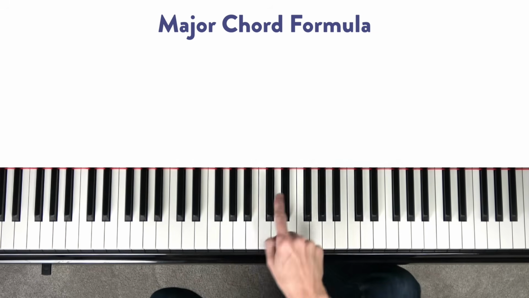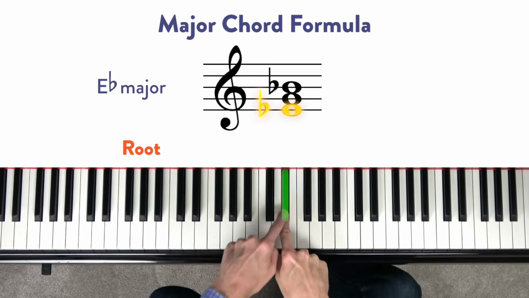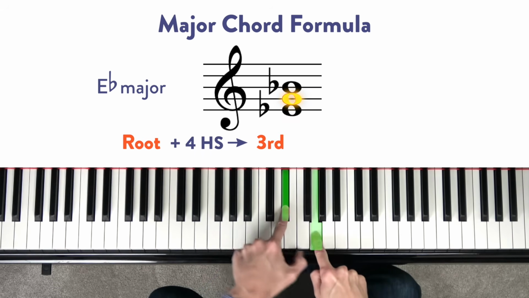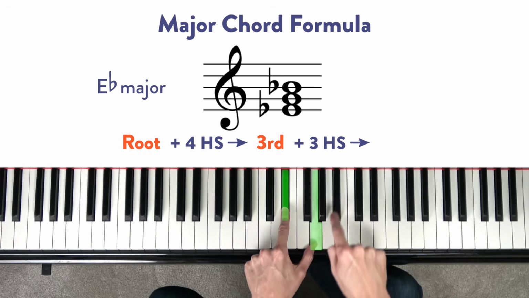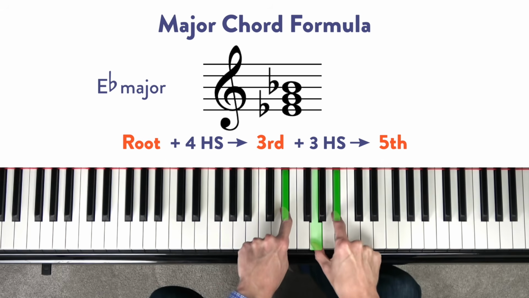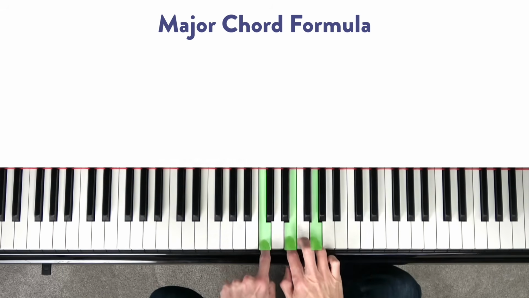It works for black keys too. What if we wanted E flat major? Start here on E flat, that's now our root. Count 4 half steps, 1, 2, 3, 4, then 3 more, 1, 2, 3. These 3 notes make an E flat major chord. And you can hear that quintessential major quality sound from any major chord.